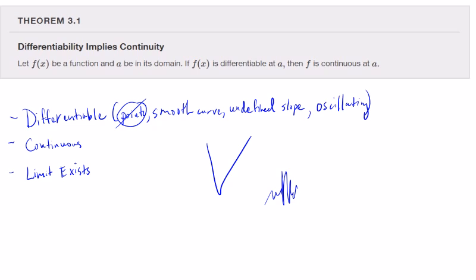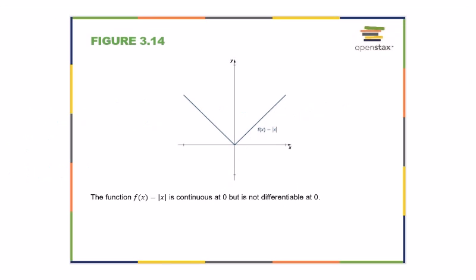Okay. All right. So if it's differentiable, it implies these other things, right? If it's differentiable, it has to be continuous, and the limit has to exist. But if it's continuous, that doesn't necessarily mean it's differentiable. Like here, this is a continuous function, but it's not differentiable. If I were to use our definition formula, I wouldn't get the same thing from the left side as I would from the right as I got closer and closer to zero.